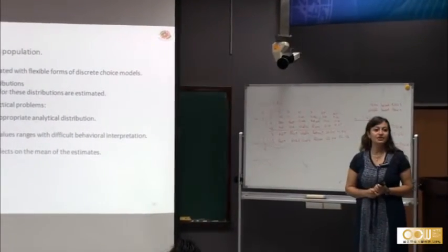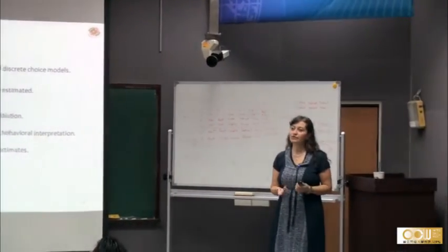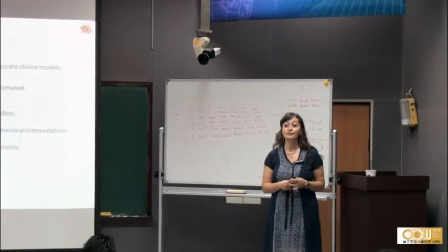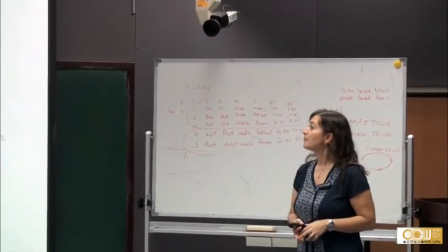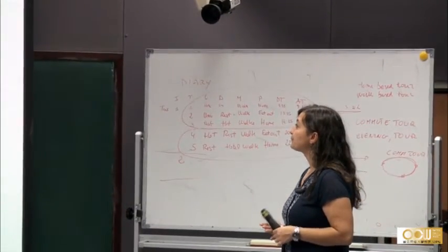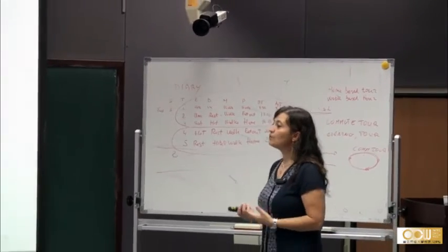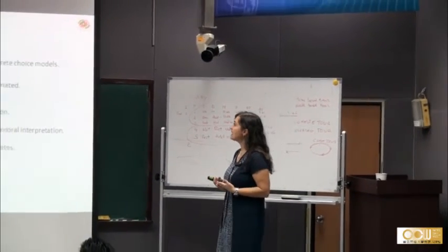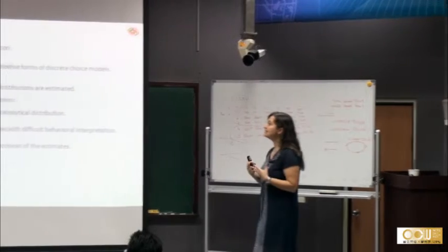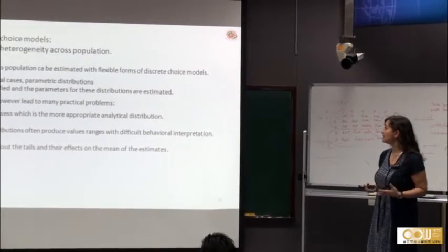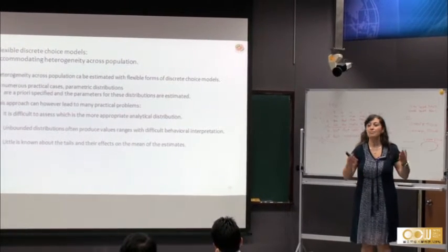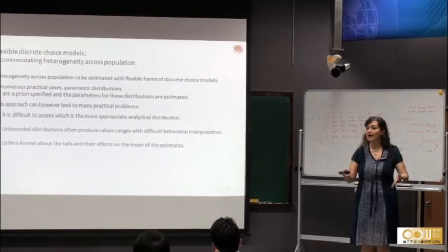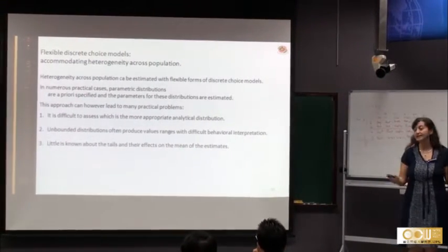So there was a huge issue a couple of years ago, 3 or 4 years ago, about which is the right distribution that you use for Mixed Logit. As I was saying, when you estimate a Mixed Logit, what happens is that parametric distributions are a priori specified, and then you estimate the parameters of this distribution, right? Before you start a Mixed Logit, you ask yourself, am I using a normal, a lognormal, a triangular, or some other thing?